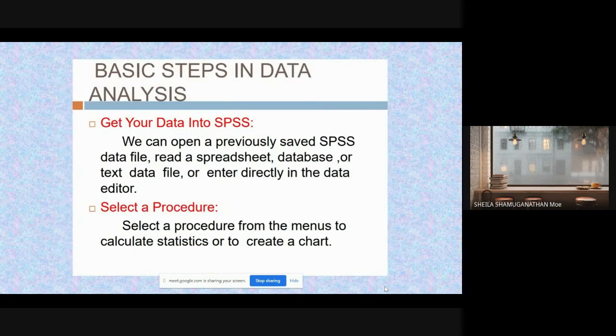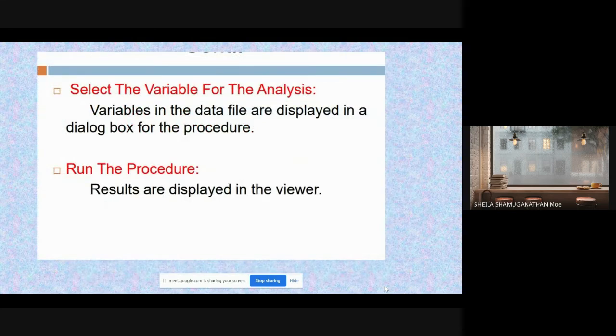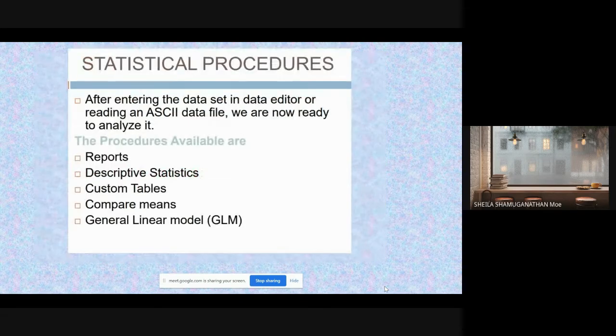Right. So the steps in putting in your data, get your data into SPSS. We can open previously saved data. If you already saved your data and want to use it again, you can retrieve it, or if you want to add on. You managed to put in only 10, then you want to put in 10 more data, you can open and edit it back. Select a procedure. Select the variables for the analysis. Variables in the data file are displayed in the dialog box for the procedure. And then you run the procedure. So results are displayed in the viewer.